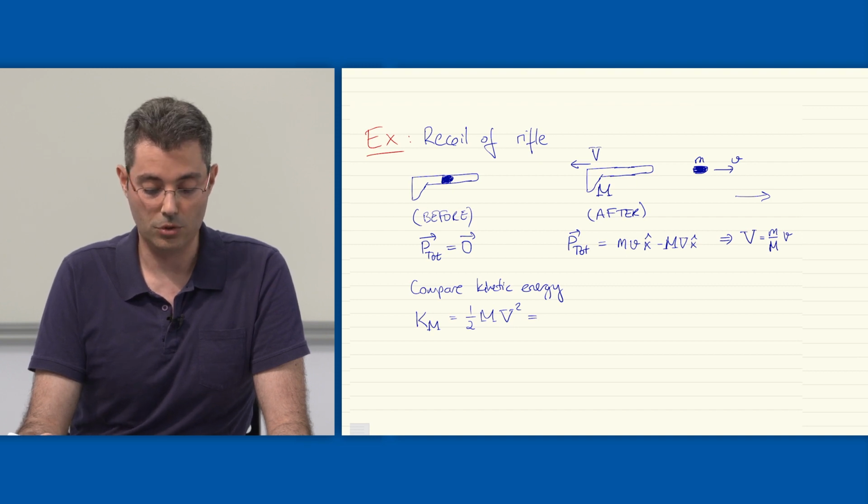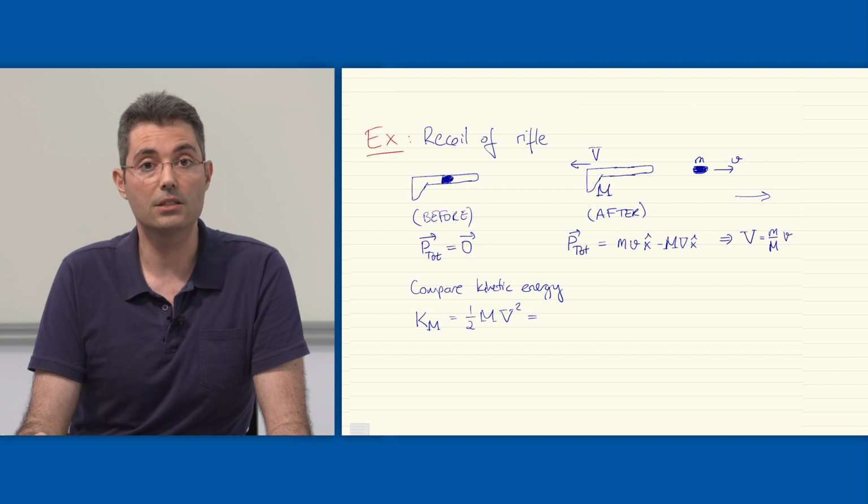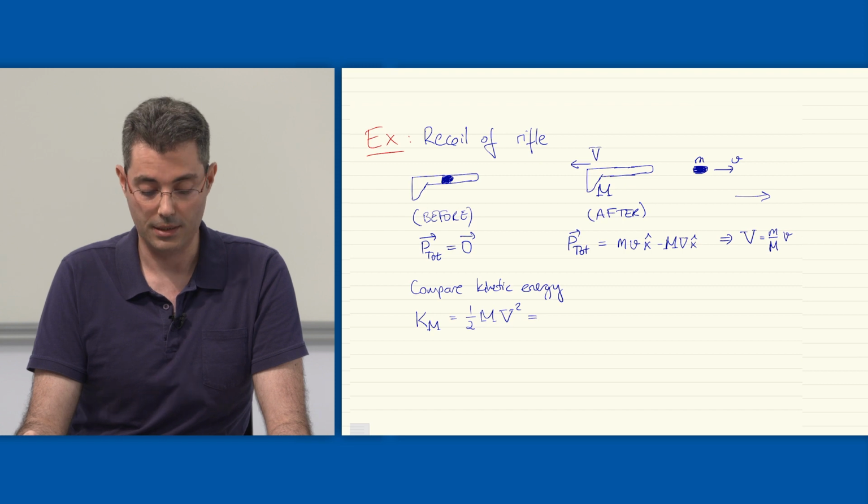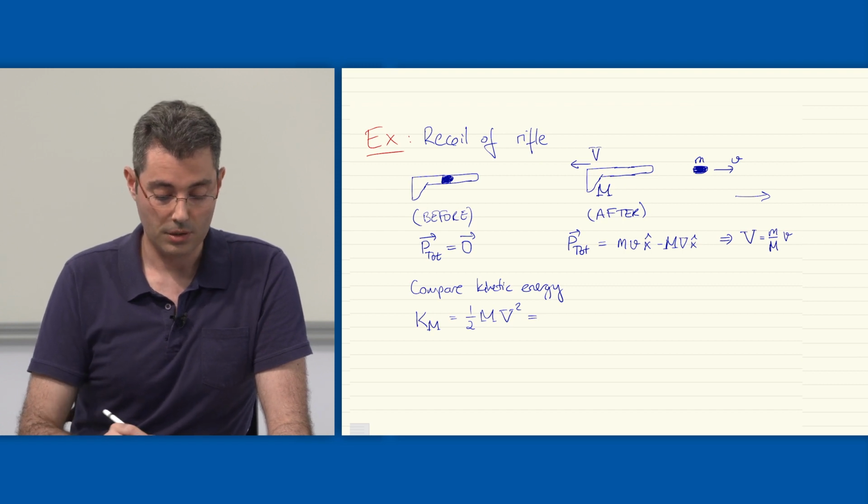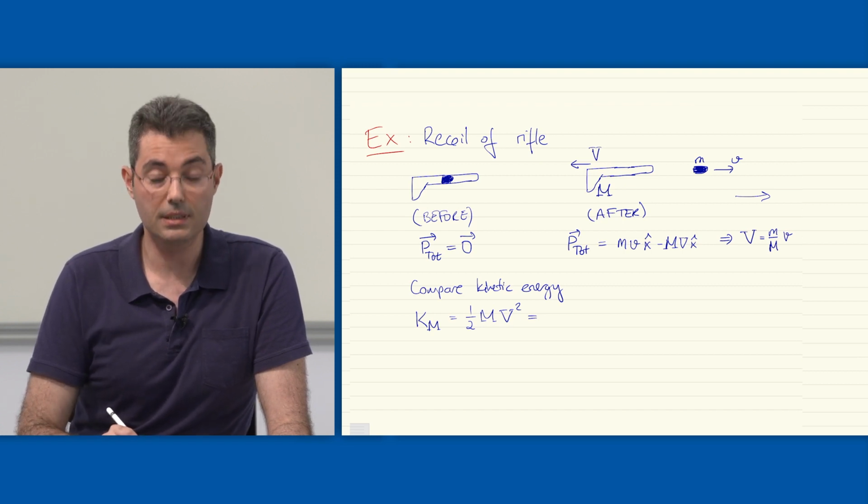We can also ask, how do the kinetic energies of the rifle and the bullet compare after the firing of the rifle? So the kinetic energy of the rifle is written here as 1/2 capital M V squared.